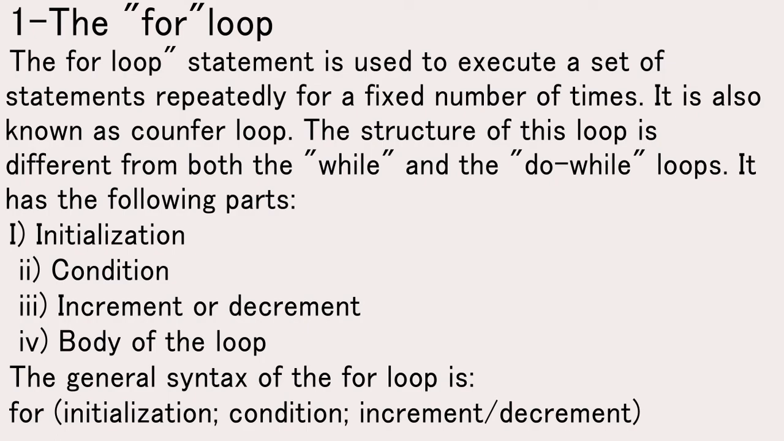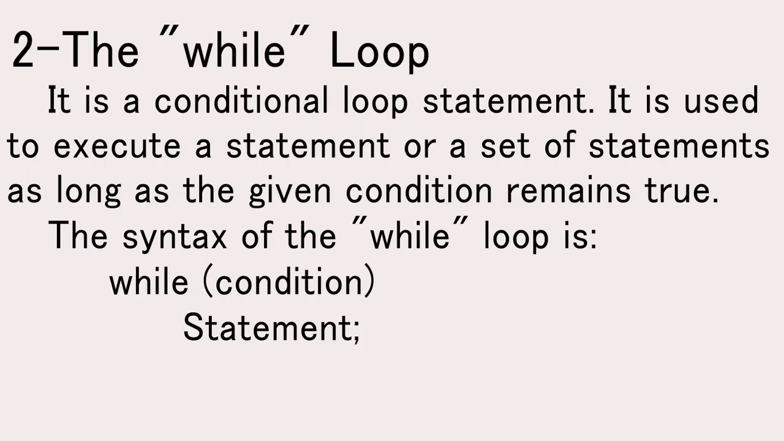1. The for loop. The for loop statement is used to execute a set of statements repeatedly for a fixed number of times. It is also known as the count for loop. The structure of this loop is different from both the while and the do-while loops. It has the following parts: I. Initialization, II. Condition, III. Increment or decrement, IV. Body of the loop. The general syntax of the for loop is for (initialization; condition; increment/decrement).